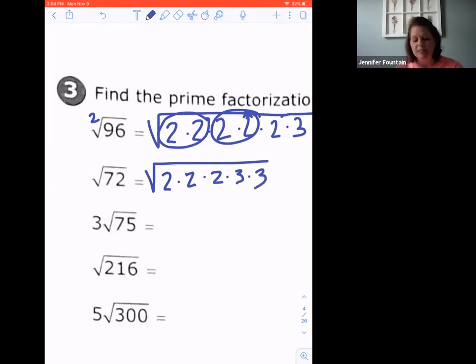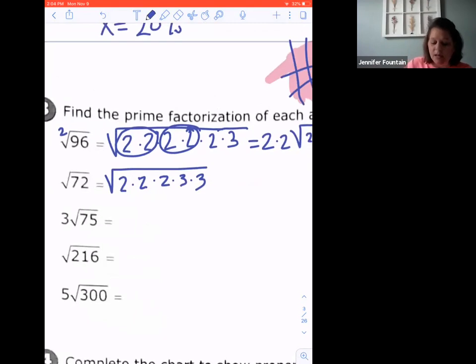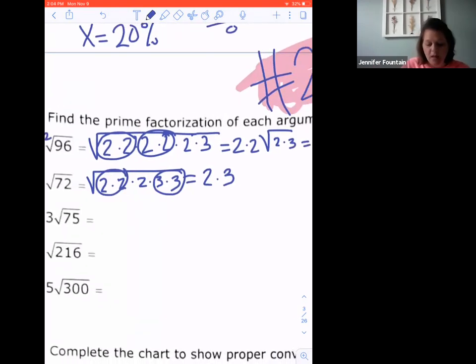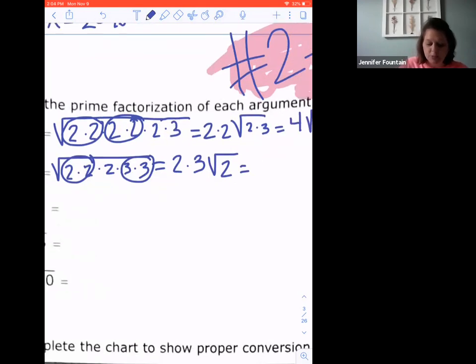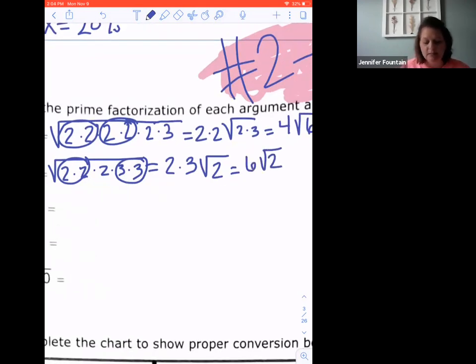So I've got 3 times 3 is 9. 9 times 2 is 18. 18 times 2 is 36. And 36 times 2 is 72. I look at my buddies. My understood index is 2. So I have 2 2s and 2 3s. Those are able to come out as whole numbers. We'll need to multiply them together. I only have a 2 left under my radical. So 2 times 3 is 6 times the square root of 2. Any questions on that?